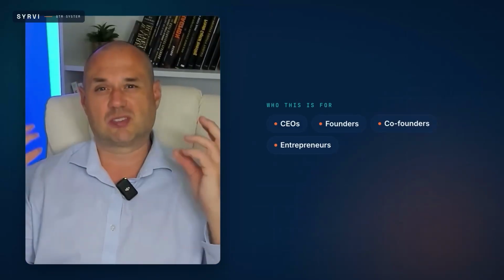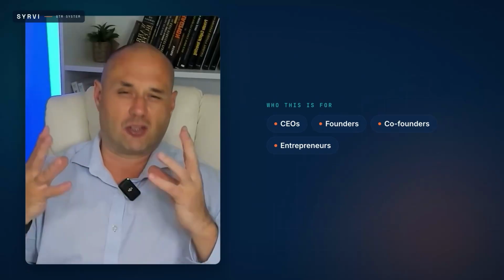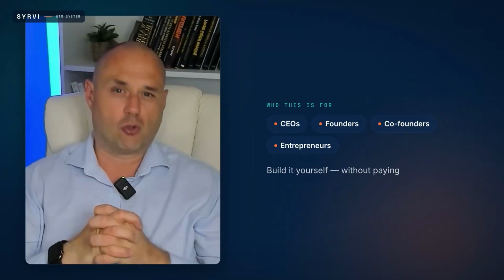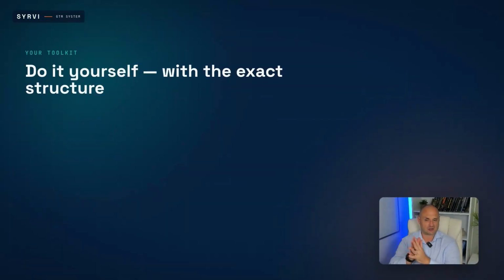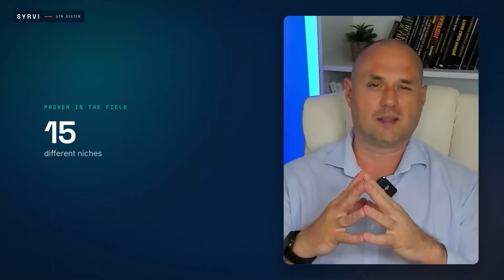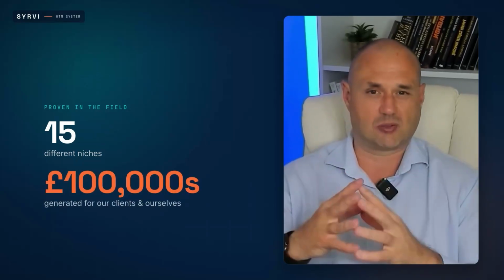So CEOs, founders, co-founders, entrepreneurs, if you're watching this video, I'm going to be showing you how you can build your own go-to-market grow plan without paying tens of thousands of pounds. You can do it yourself using Claude, Cowork and also Opus 4.8, and I'll give you the exact structure of how to build it. We are using 15 different niches, and generated hundreds of thousands of pounds for our clients and for ourselves as well.